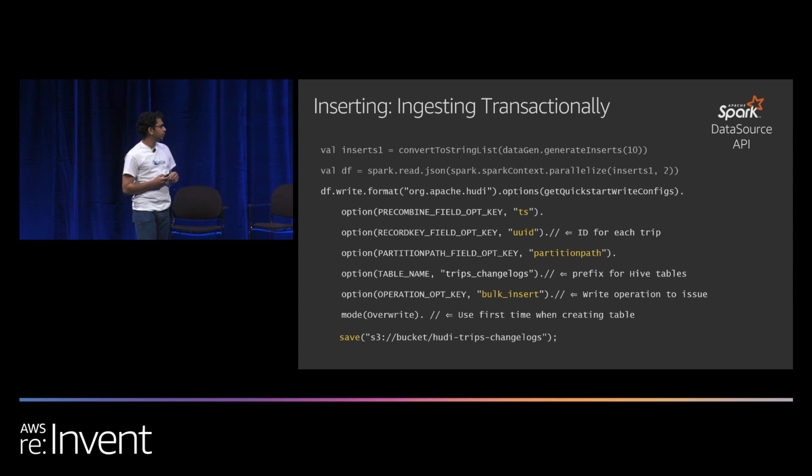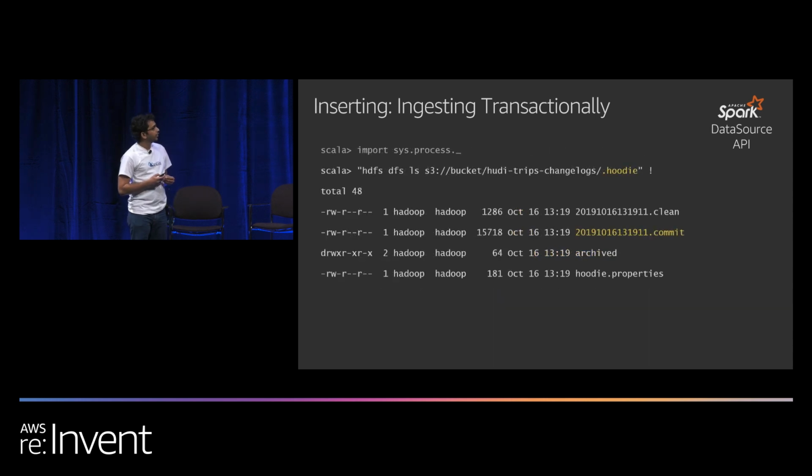And then you issue an operation. The operation can be insert, upsert, and soon delete will also be a first level option. And then you just give it a path to save the data set to. What you'll immediately see after this commit has succeeded is a .hudi folder under your data set. It internally has a bunch of files, including a file for the commit that you just made.